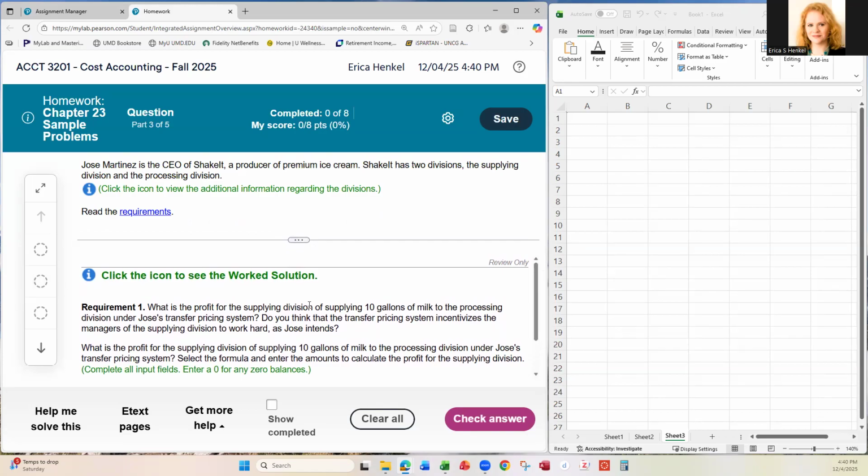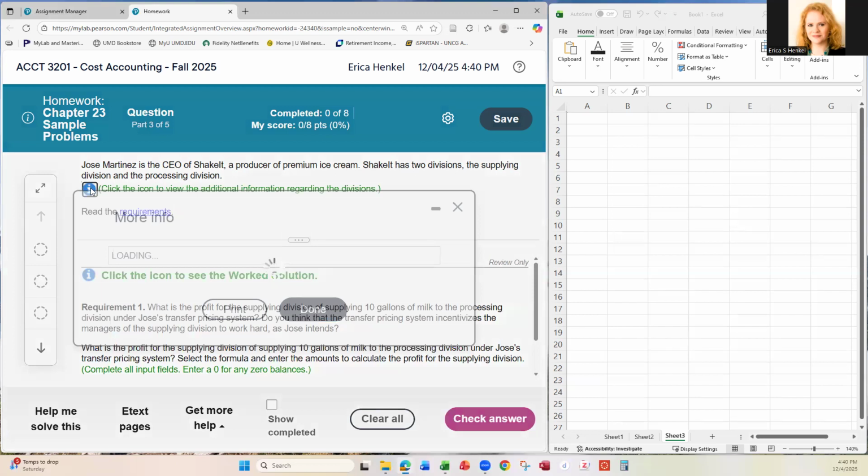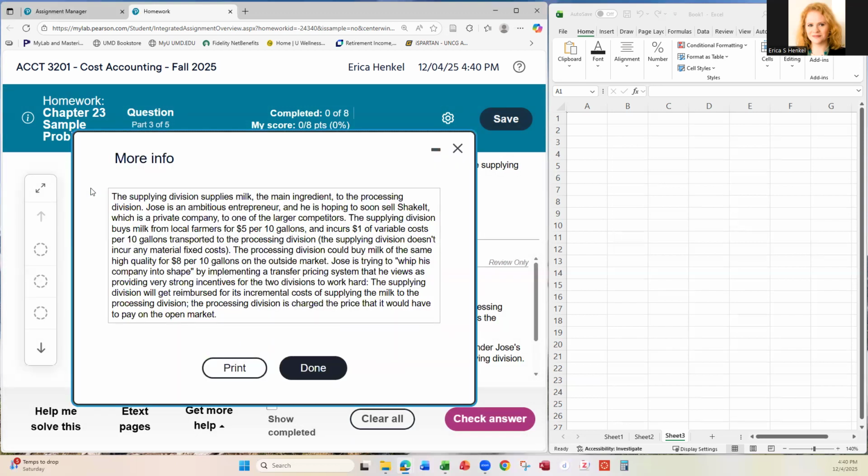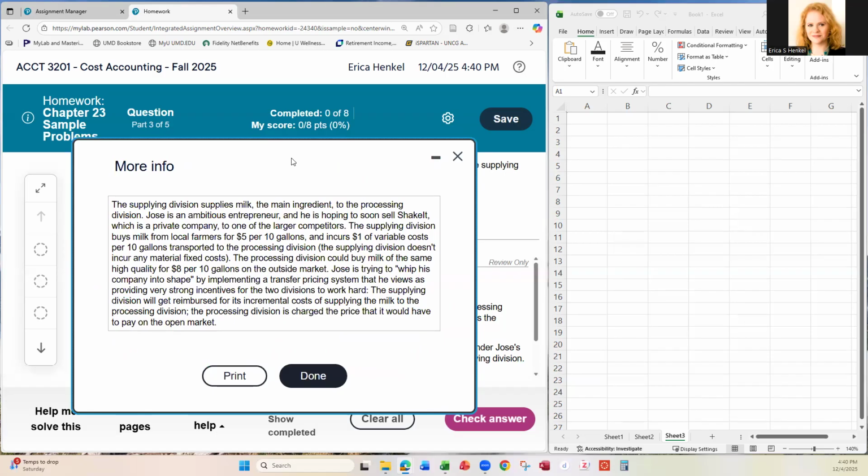And we've got Jose Martinez of Shakeout, a producer of premium ice cream. They have two divisions, the supplying and processing divisions. So we're going to be looking at the costs of producing the milk, the main ingredient, which is produced in the processing division. And they're looking at selling this company to a competitor. So the supplying division buys their milk from local farmers for $5 per 10 gallons.